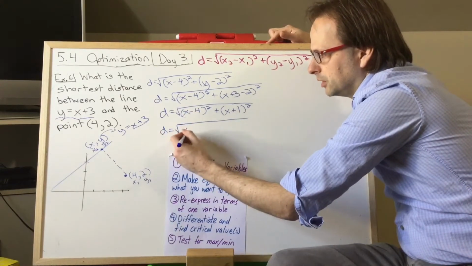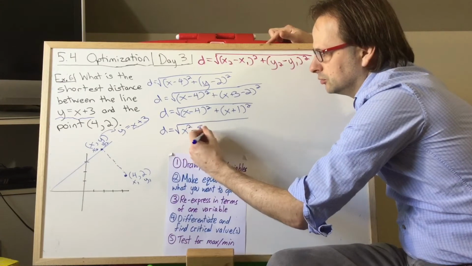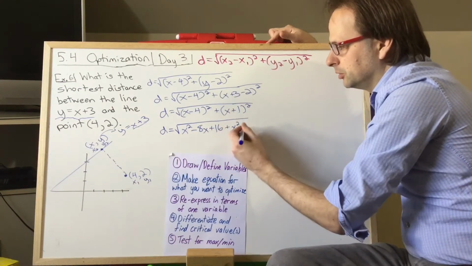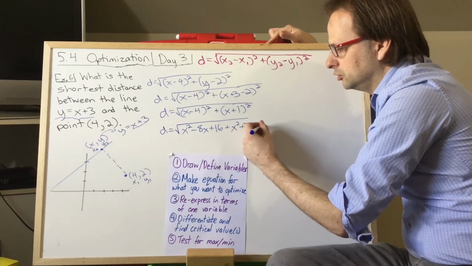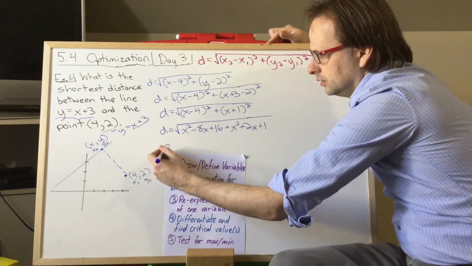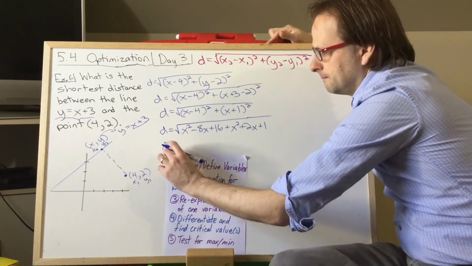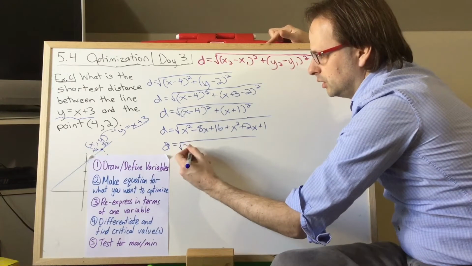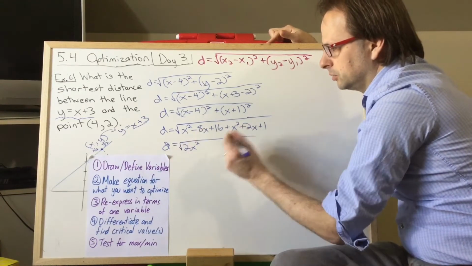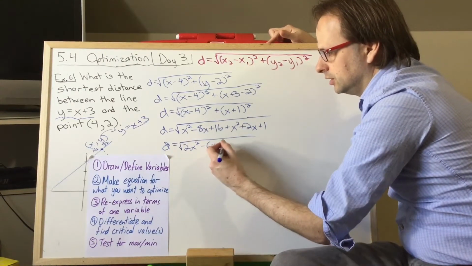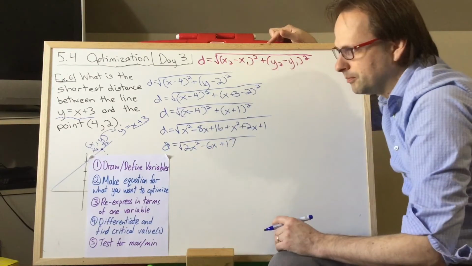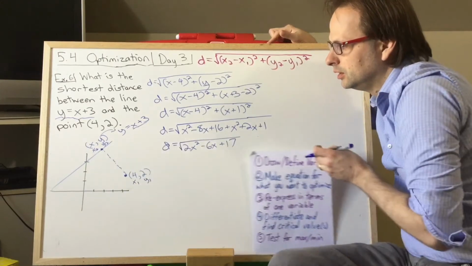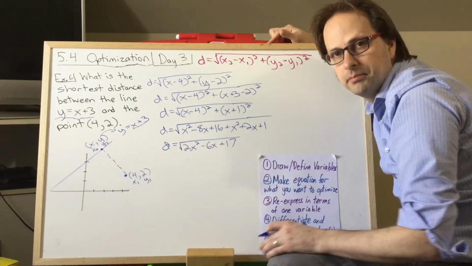X minus 4 times x minus 4 gives us x squared minus 8x plus 16. If you need to do that off to the side, that's fine. X plus 1 all squared gives us x squared plus 2x plus 1. Collect our like terms, and we have the square root of 2x squared minus 8x plus 2x makes minus 6x, and then plus 17. There's a really nice equation for the distance between this point and this line.